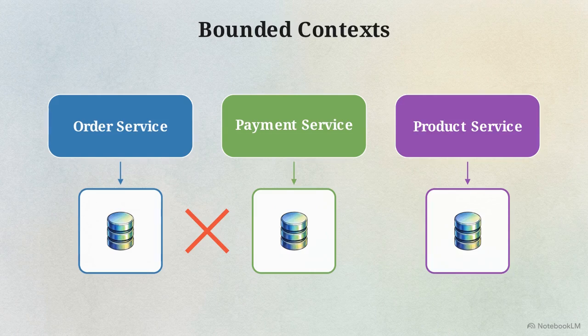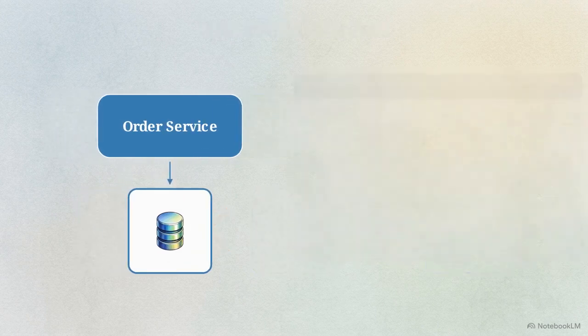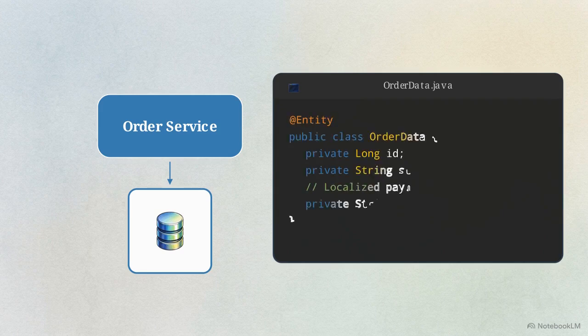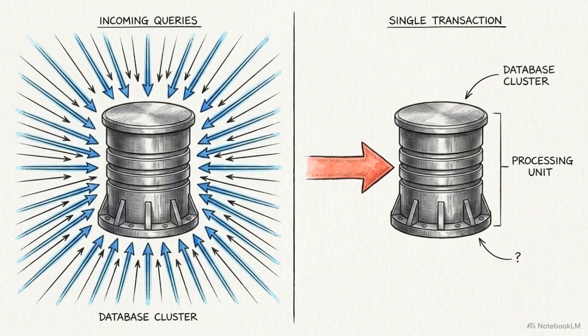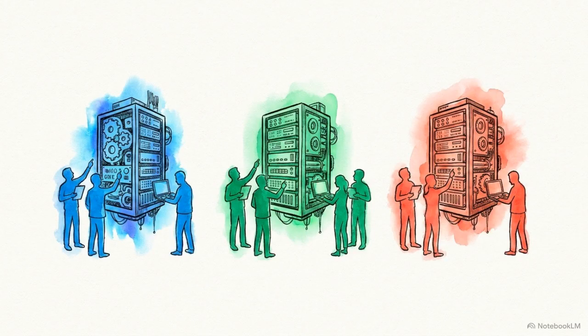Instead, you build isolated domain entities. The order service maintains its own localized representation of the data it needs, completely ignorant of how the payment service structures its internal schemas. Strict database isolation guarantees that a heavy read query on the product catalog cannot lock the tables needed to process a payment. It is the prerequisite for deploying and scaling teams independently.